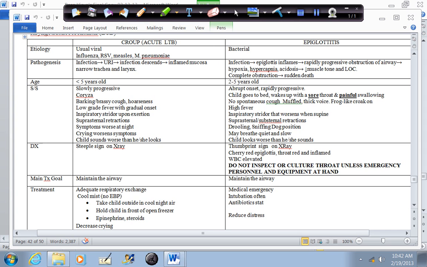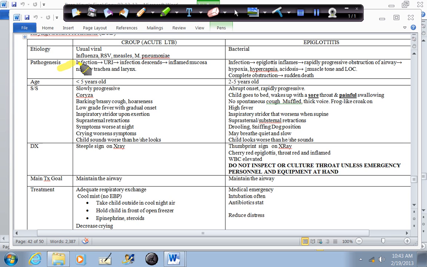The pathogenesis of croup is you have an infection, and it leads to an upper respiratory infection, and then that infection simply descends down below the glottis, and you get inflamed mucosa and a very narrow trachea and larynx. And you get the subglottic edema. That's the hallmark of what we consider croup, the most common kind, laryngotracheobronchitis.